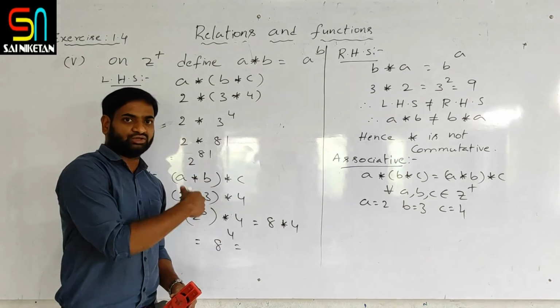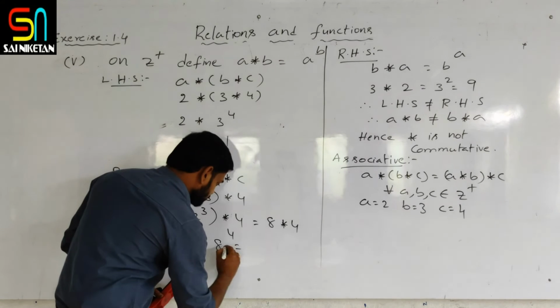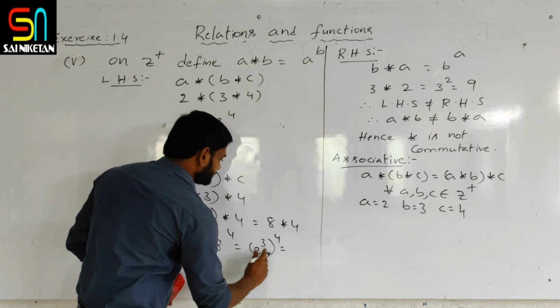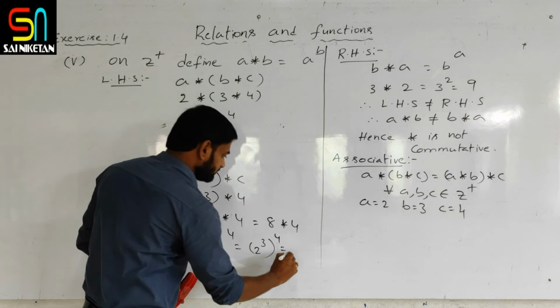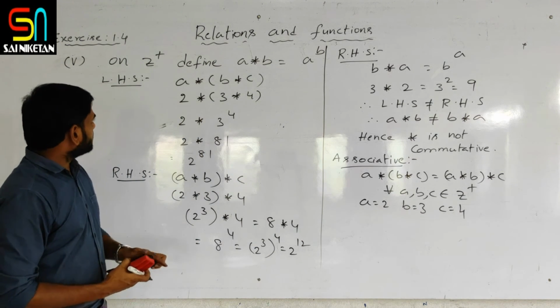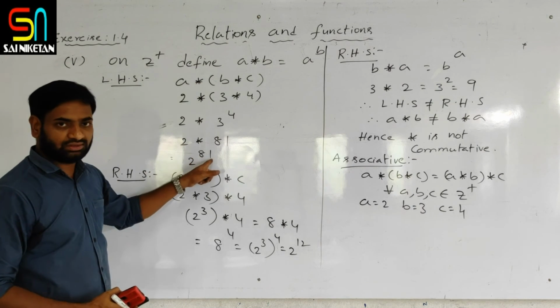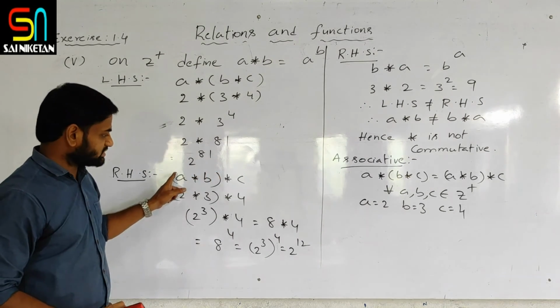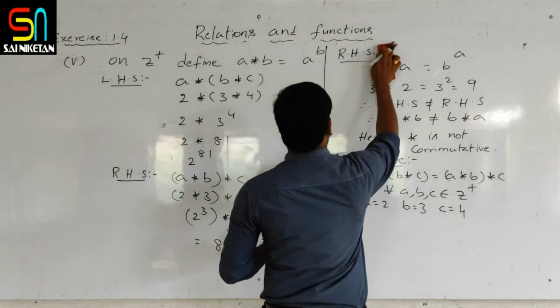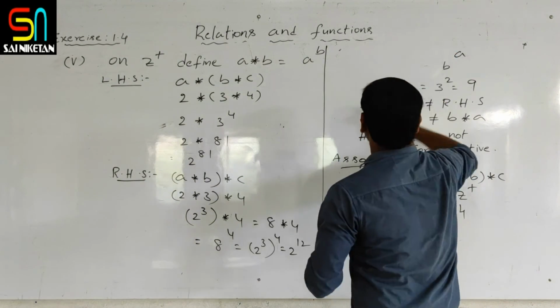This one I am converting into powers of 2. So this 8 I am writing as 2 cubed, whole power 4. 3 into 4 is 12, so 2 power 12. Now the LHS answer is 2 power 81 and the RHS answer is 2 power 12. So both are not equal.